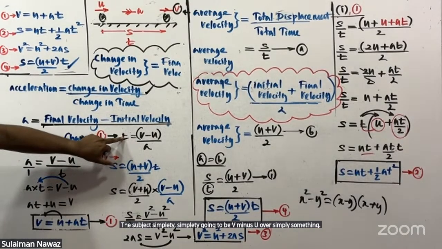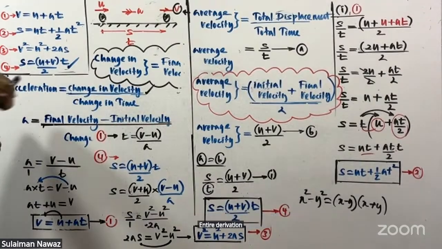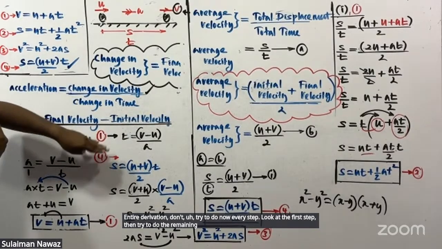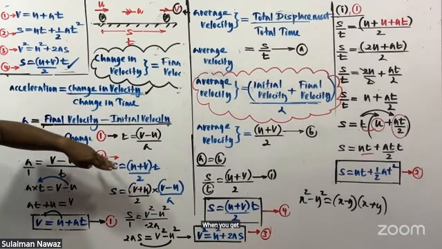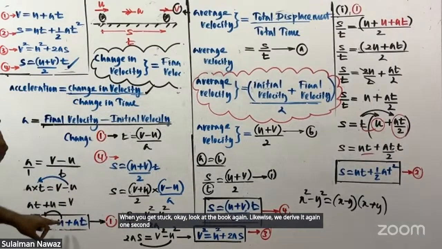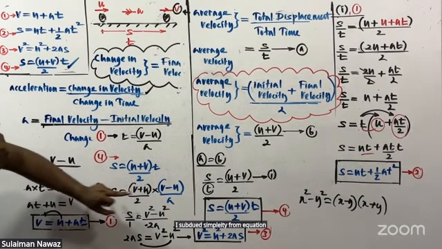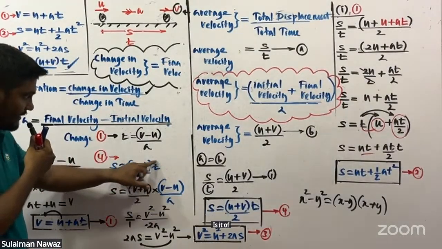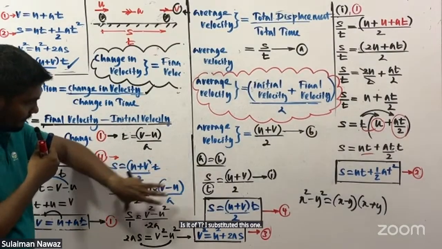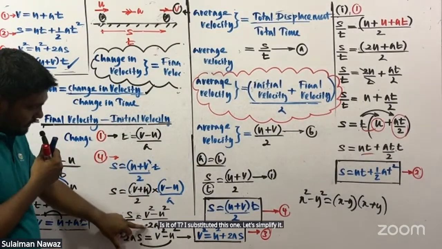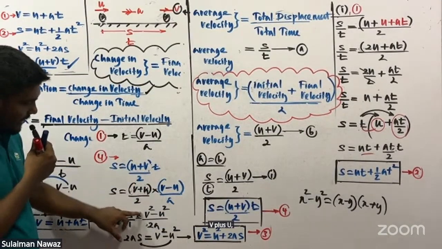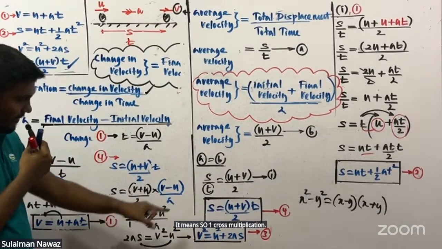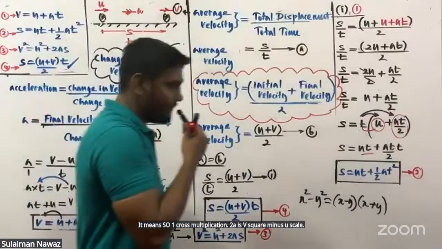You redo it once again, then you understand. Entire derivation, don't try to do every step now. Look at the first step, then try to do the remaining steps. When you get stuck, look at the notebook again. Likewise, derive it once again, then you understand. I substituted t from equation 1. Then I took equation 4, and instead of t, I substituted this one. It simplifies: 2 into v means 2v. (v plus u)(v minus u) means v squared minus u squared. Then cross multiplication: 2as equals v squared minus u squared. v squared equals u squared plus 2as.